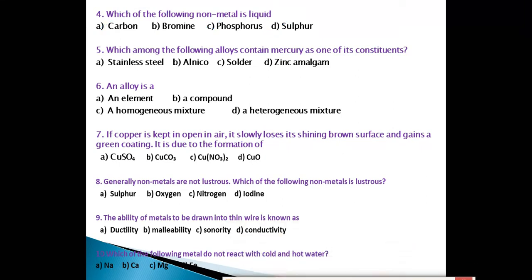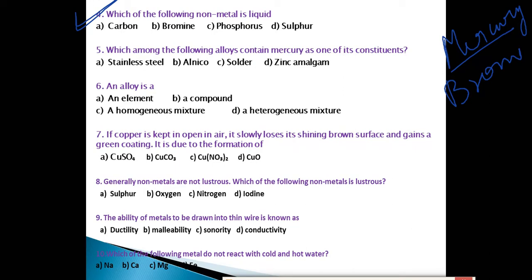Bromine is a non-metal which is liquid in state. There is one metal also which is liquid in state, and the name of that metal is mercury. So remember guys that mercury is a metal which is liquid in state and bromine is a non-metal which is liquid in state.